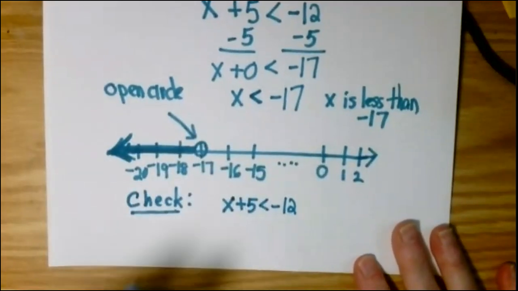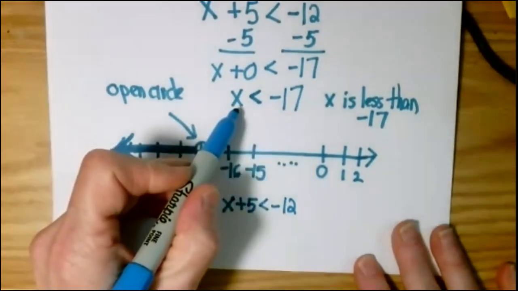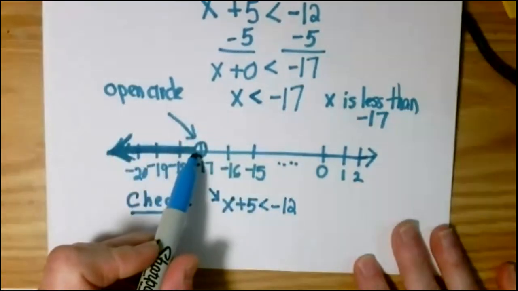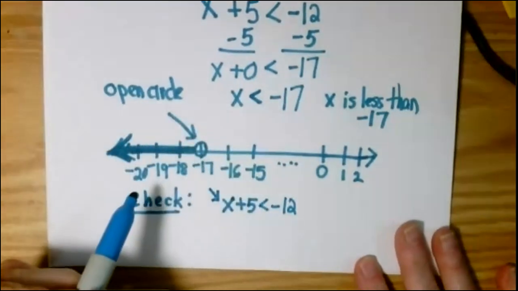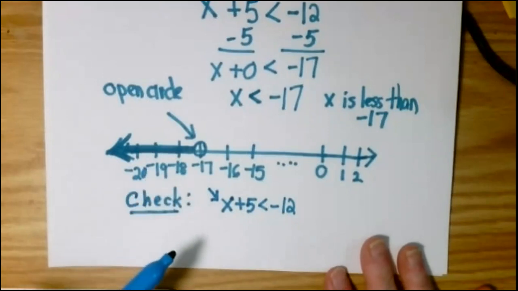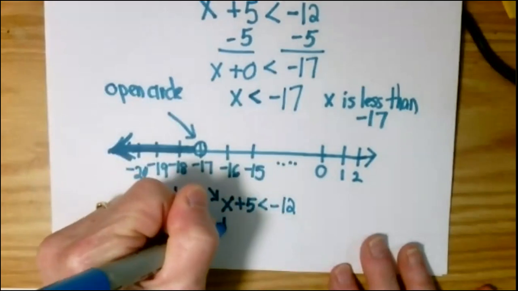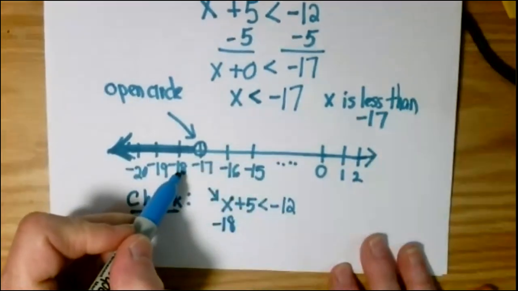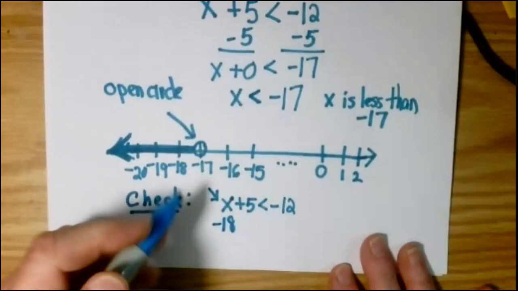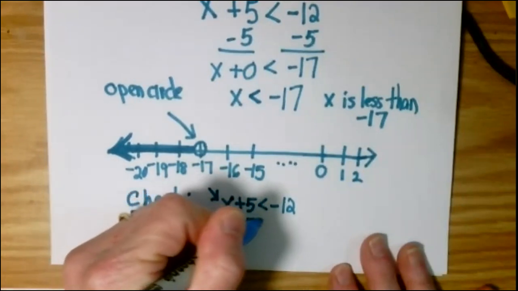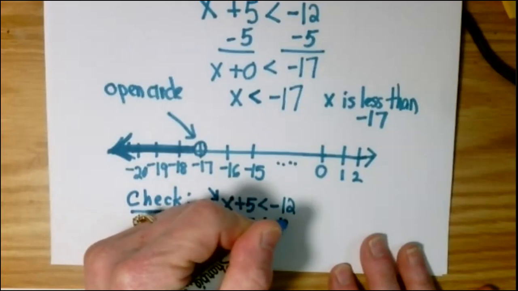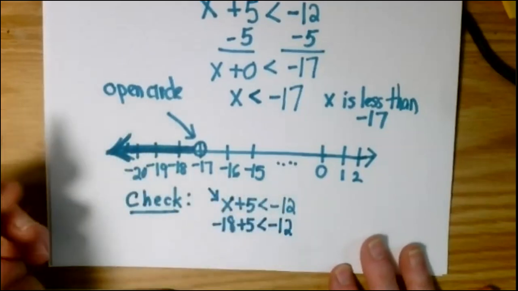Now we know that x is not just one value now. X is actually going to be any number less than negative 17. So I'm just going to pick a number less than negative 17 and try it. If it works in the statement and it comes out true, then I've done the inequality correctly and solved it correctly. So I'm going to put negative 18 in here because negative 18 is less than negative 17. I'm going to add 5. The answer should result in being less than negative 12. So let's see if that works out.